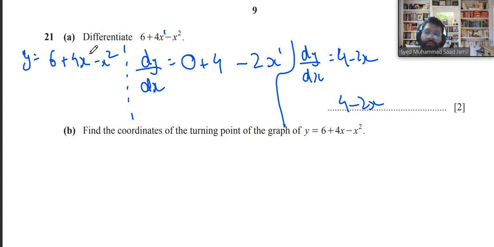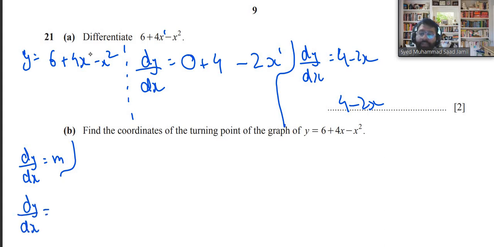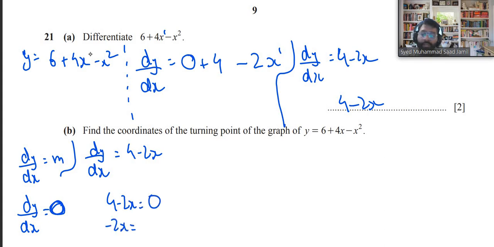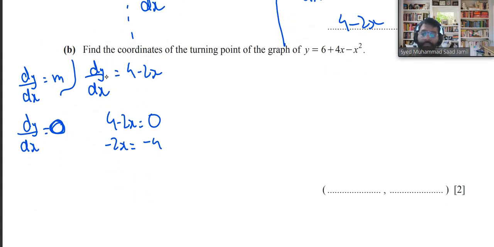So whenever we are finding the turning point, the gradient is 0. Basically dy over dx also means gradient. So dy over dx at the turning point is equal to 0. Now we already know that the value of dy over dx is 4 minus 2x. It means 4 minus 2x is equal to 0. Minus 2x is equal to minus 4. Minus minus cancel out. x is equal to 4 upon 2. x is equal to 2. We got the value of x.